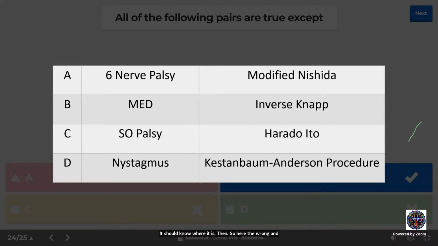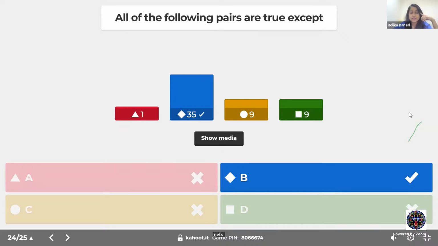Inverse NAP is classically done when there is an inferior rectus entrapment or an inferior rectus palsy following a closed trauma, blowout fracture or something like that. MED is basically an elevation problem. So the lateral rectus and medial rectus are transposed to the superior rectus, which is called a NAP procedure, not inverse NAP.